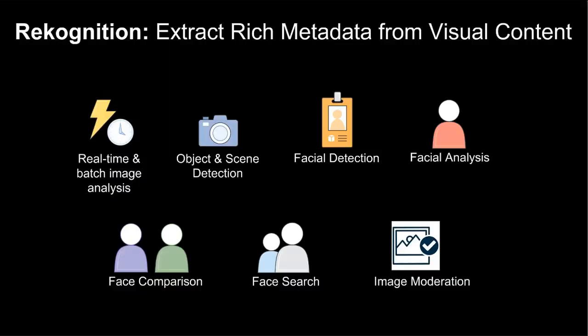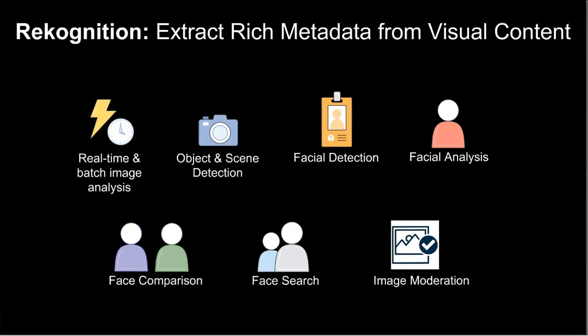So Rekognition's core capability is really around extracting rich metadata from visual content. That visual content could be frames in a video, could be still images, and these come as input to the service, either in real time or batch. And we'll talk a little bit about how you could do both of those using Lambda for real time, using AWS batch for large image analysis. Object and scene detection, facial detection and analysis, these are core capabilities of the service, as well as the ability to compare faces or search for faces, where we start to get into more of the security verification use cases.